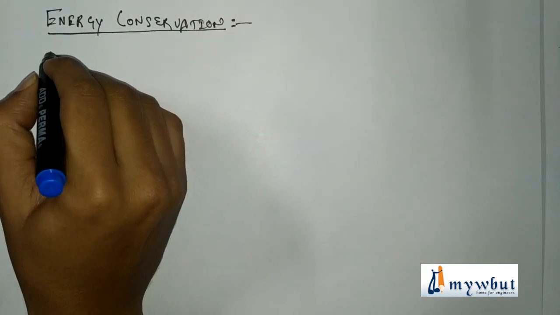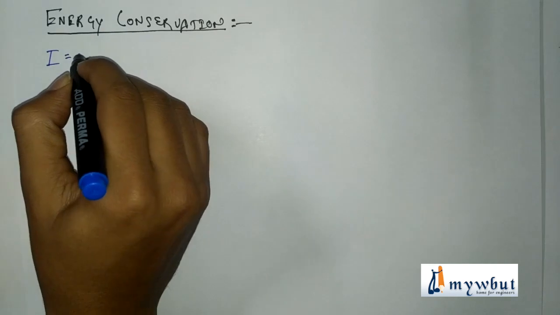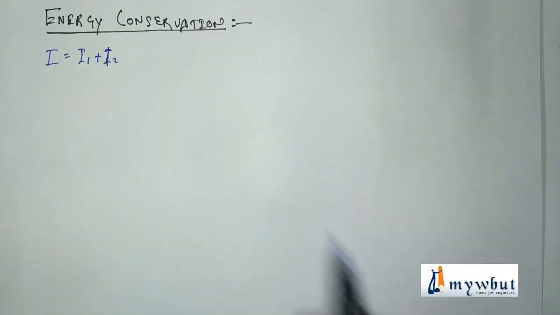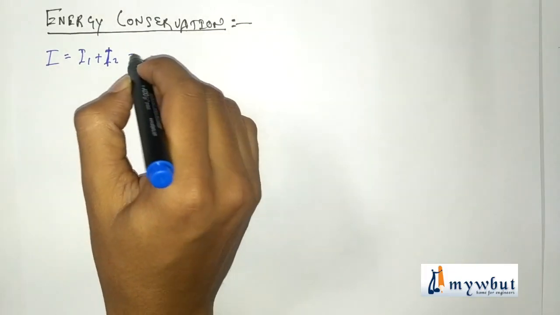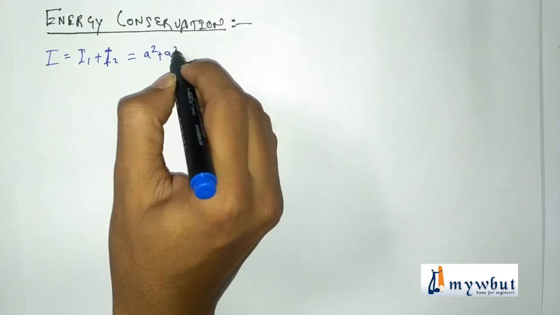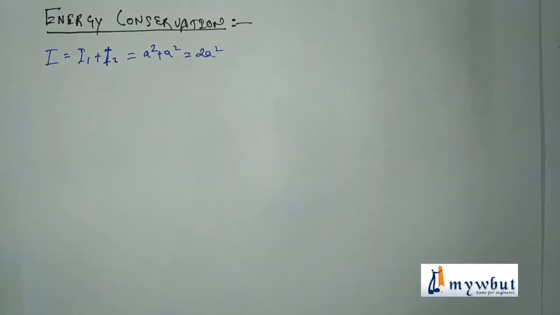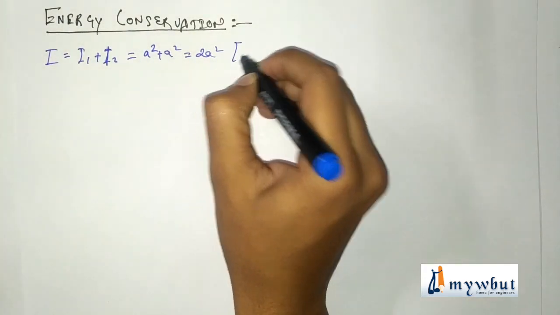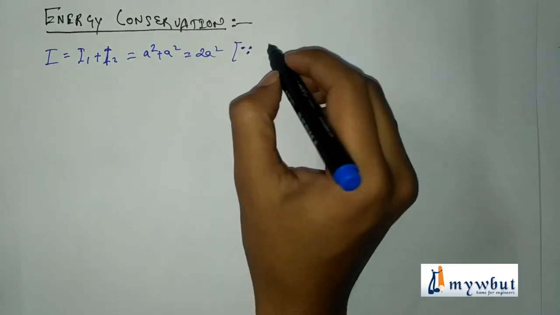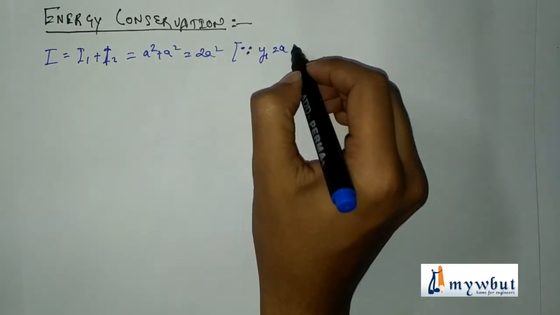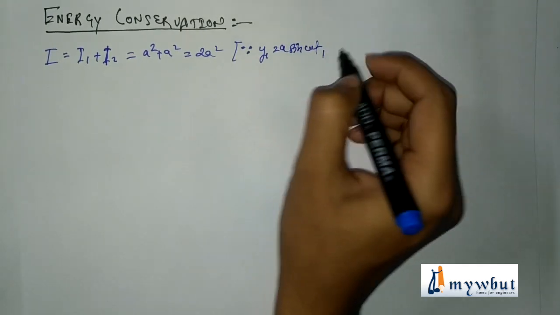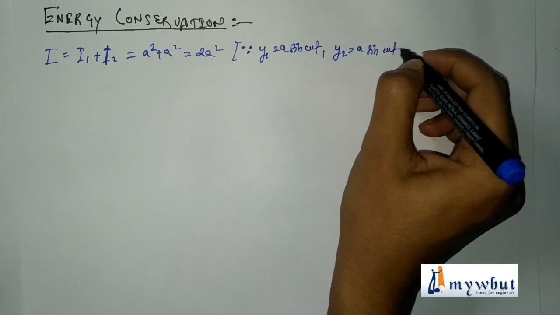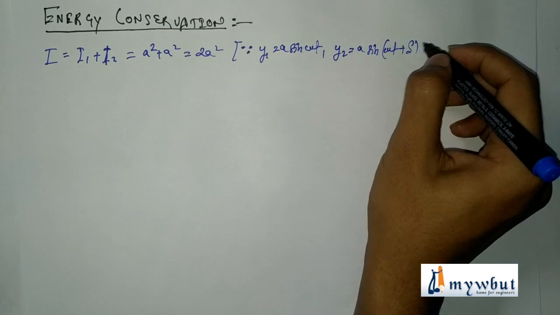if we consider the resultant as I, so that will be equal to I1 plus I2. Remember, we are considering in absence of interference phenomena. That must be equal to A square plus A square, that is 2A square. Since we have to write this, that Y1 equal to A sine omega t and Y2 is equal to A sine omega t plus delta.